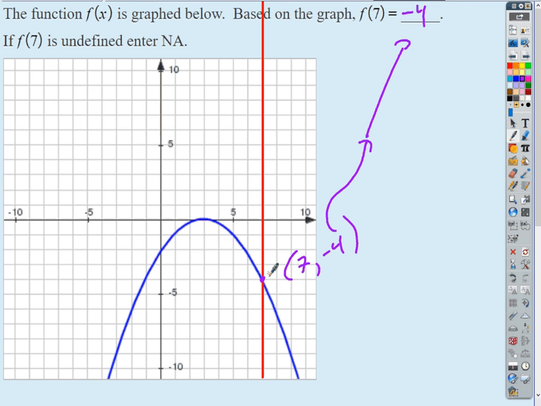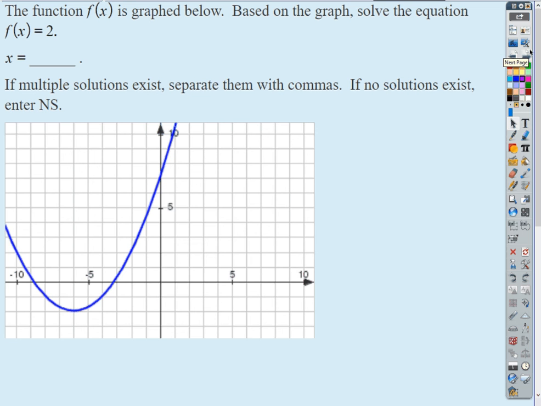What if I ask you one like this? Same deal, you don't have to do anything, the graph is already provided for you. This time, based on the graph, solve the equation f of x equals 2. Is 2 an input or an output number then? Output, right? Because it's equal to f of x. F of x is the output.